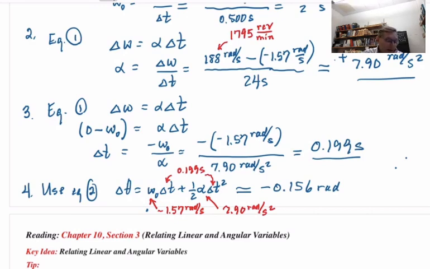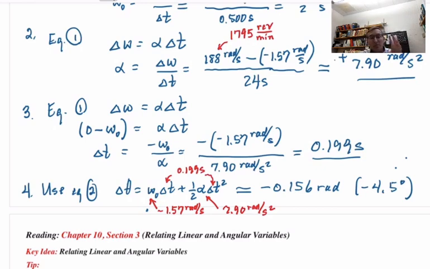If you're not sure how big it is, it doesn't look very big. Just so you have a sense of it, that's negative 4.5 degrees, although the proper answer would be negative 0.156 radians. Okay, so we use the constant angular acceleration equations to analyze the rotational motion of a jet engine.